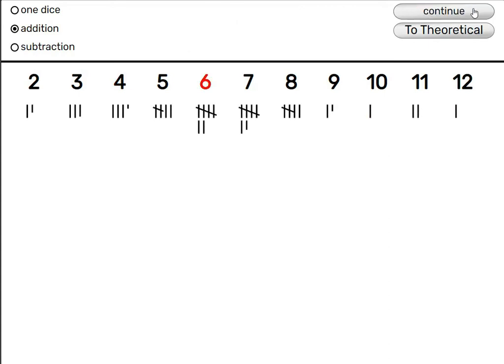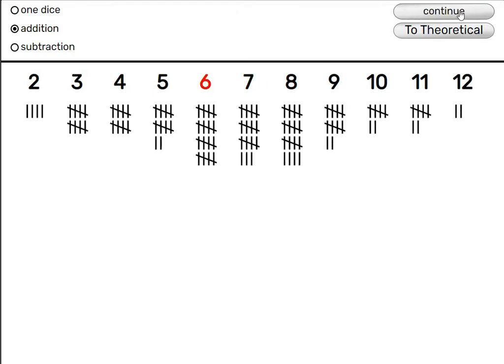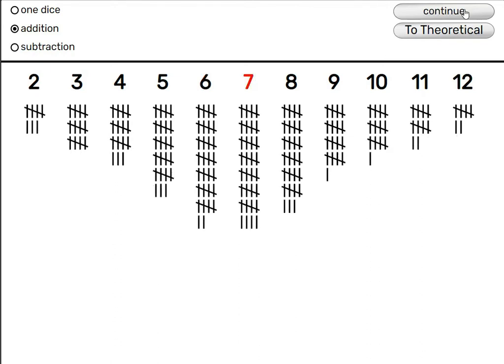Okay, so here 6 and 7 are tied. Let's continue. Oh, the number 8 even had its moment. And we see the expected pattern beginning to form. The reason for this pattern will be clear when we move to theoretical mode. Let's continue. And now 7 is in the lead, and the triangular pattern becomes even more apparent.